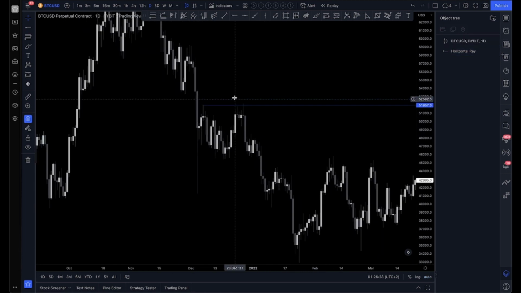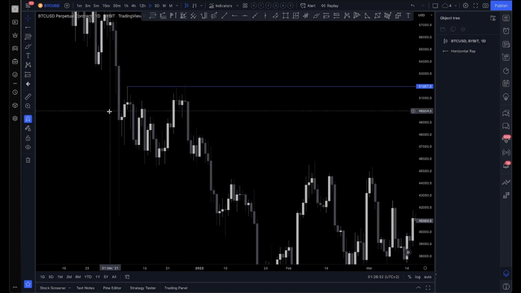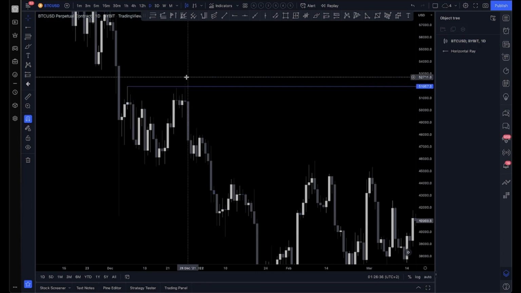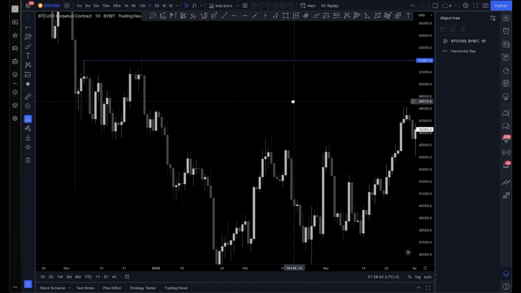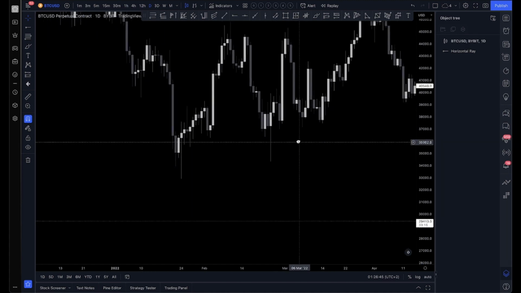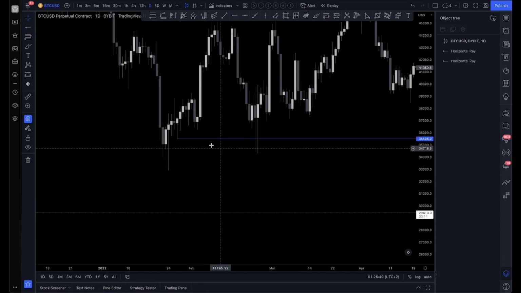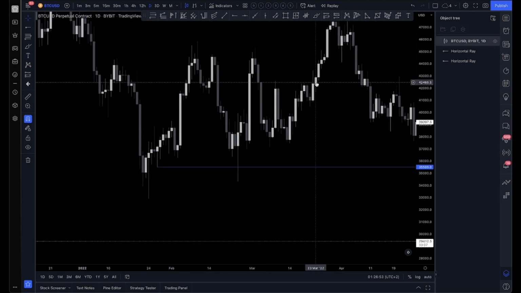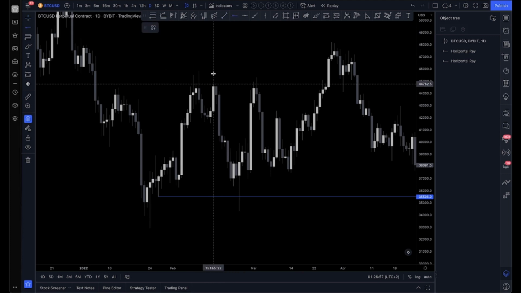Like in this example, on the 27th of December, we have price ranging for a couple of days and then its swing failure pattern, the high, so it wicked above, closed below, and then price dropped and has been dropping since then. Another example is this, where price came down, took all of these lows, closed back above, and then continued to the upside.